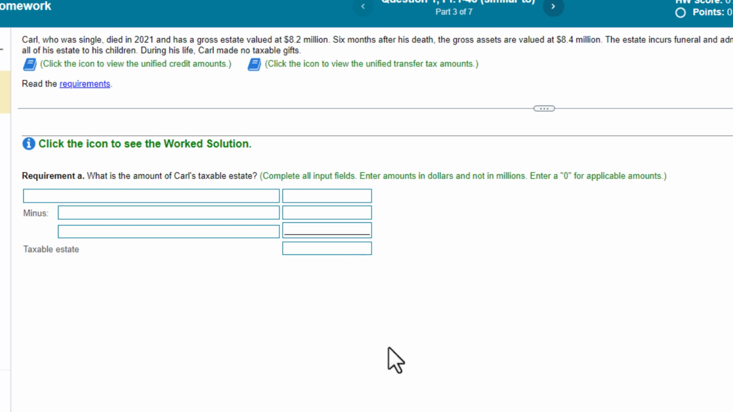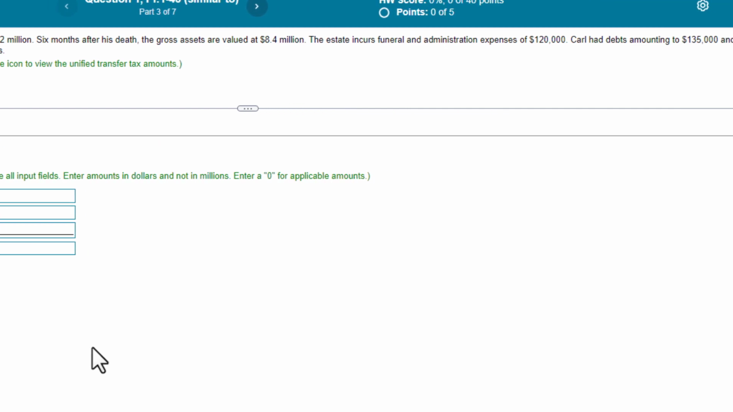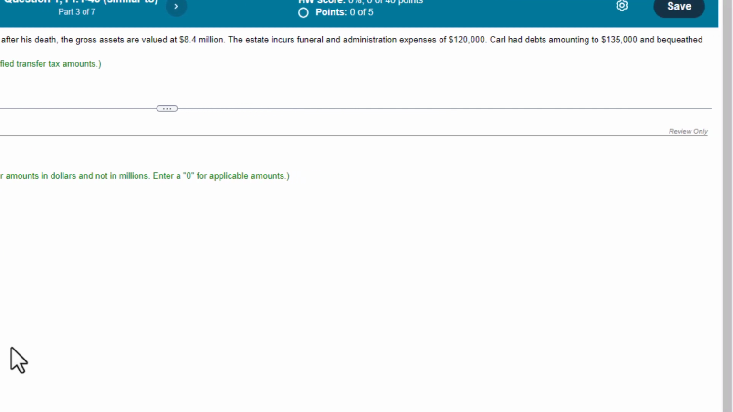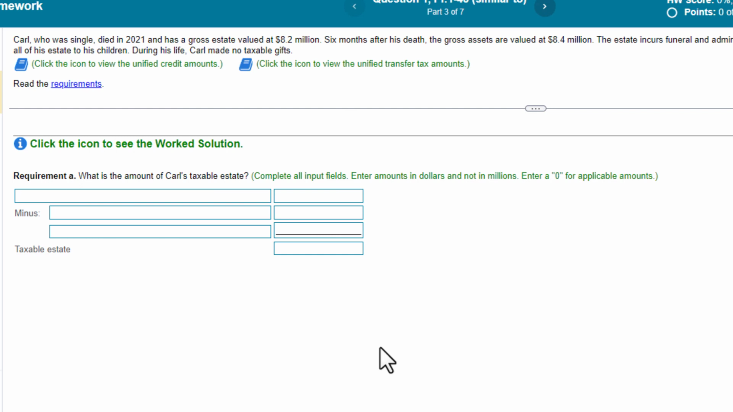The problem is Carl, who was single, died in 2021 with a gross estate valued at $8.2 million. 6 months after his death, it grew to 8.4. The estate had funeral and administration expenses of $120,000. Also, he had debts of $135,000 and gave all of his estate to his children. During his life, he made no taxable gifts.